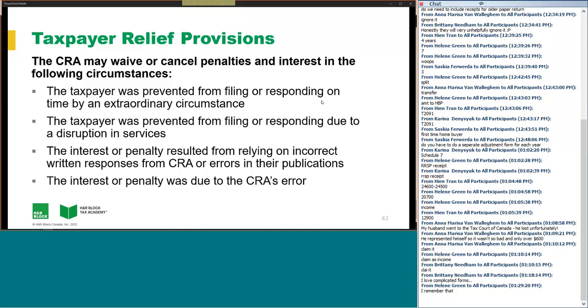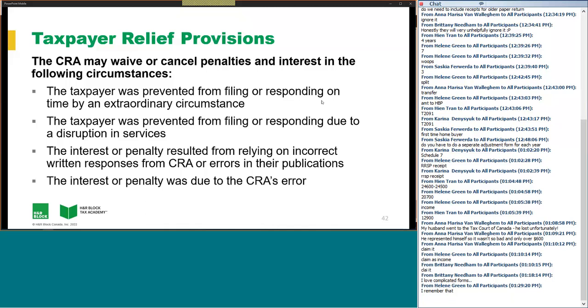And that was an interesting one because it doesn't technically fall under the rules. They weren't prevented from filing, and the penalty wasn't because of the CRA's error, but in that case, the CRA did say, this is an extraordinary circumstance. You should not be responsible for those penalties. So it exists. You can try it.